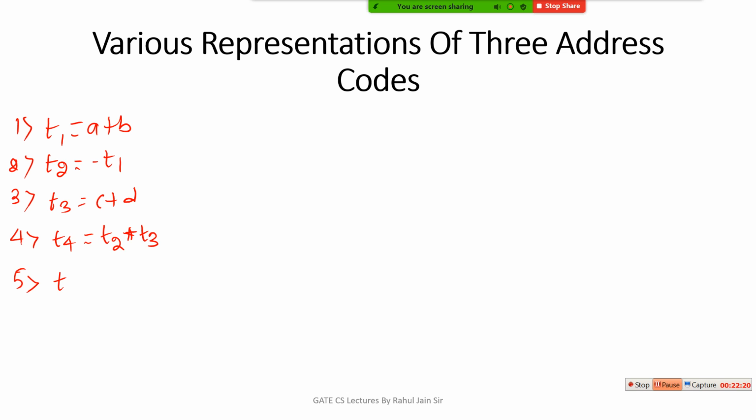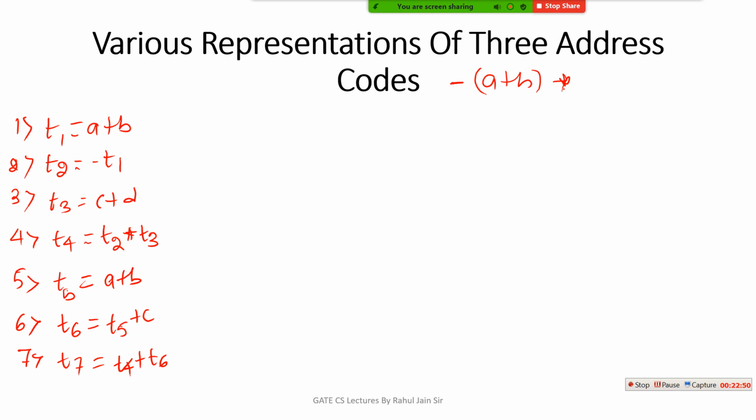In my fifth transition, I have T5 equals A plus B, and in my sixth transition I have T6 equals T5 plus C, and in my seventh transition I have T7 equals T4 plus T6. Okay, and these are the three address code for which example? These are the three address code for minus (A plus B) multiplied with (C plus D) addition of (A plus B plus C). Okay, this is my statement, and with respect to this statement, this is my three address code.